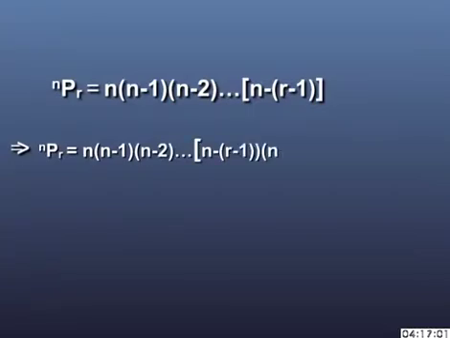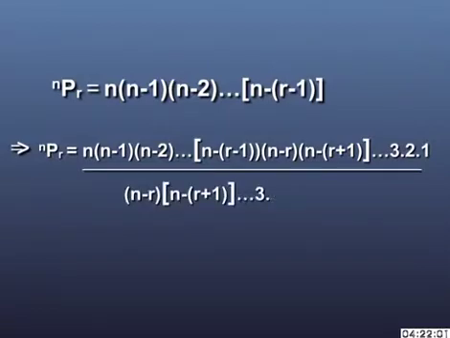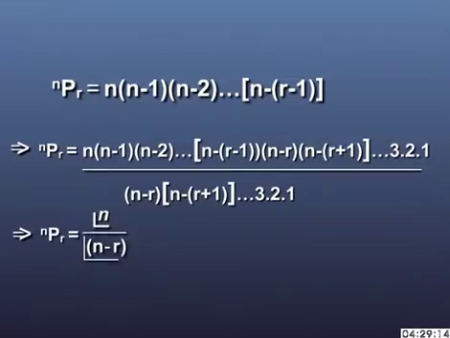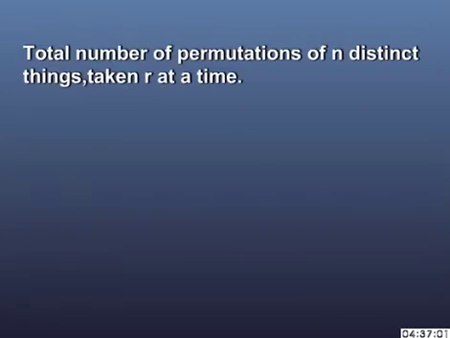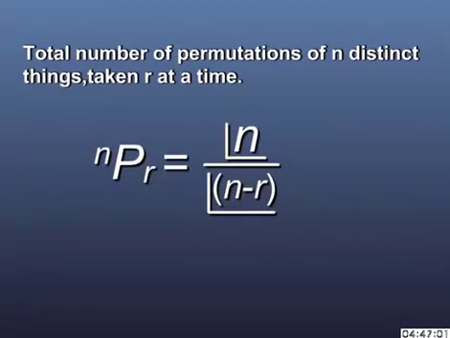Multiplying and dividing the above expression by n minus r into n minus r minus 1 and so on into 3 into 2 into 1, we get nPr is equal to n factorial upon n minus r whole factorial. So, we get the formula for nPr, that is, the total number of permutations of n distinct things taken r at a time is equal to n factorial upon n minus r whole factorial.